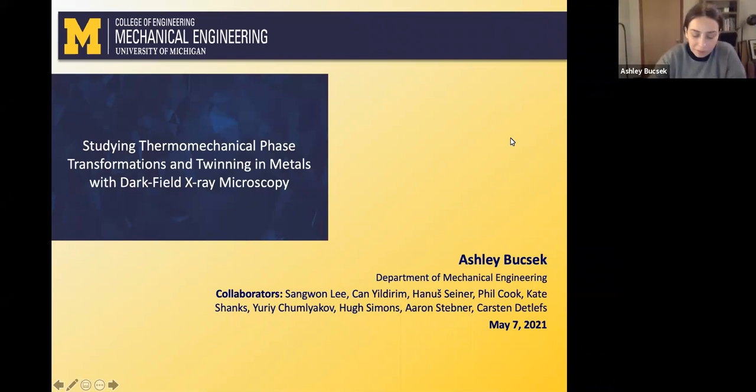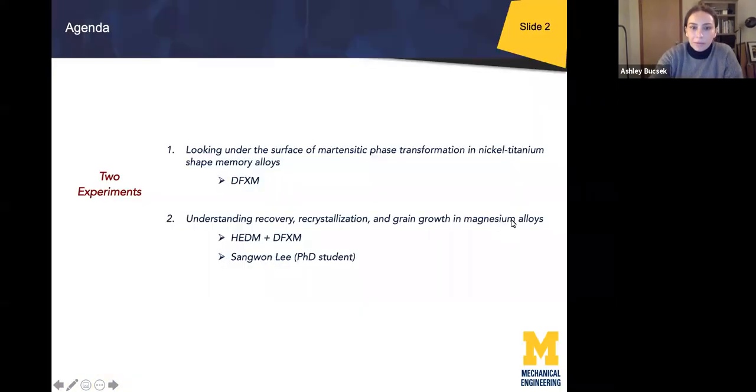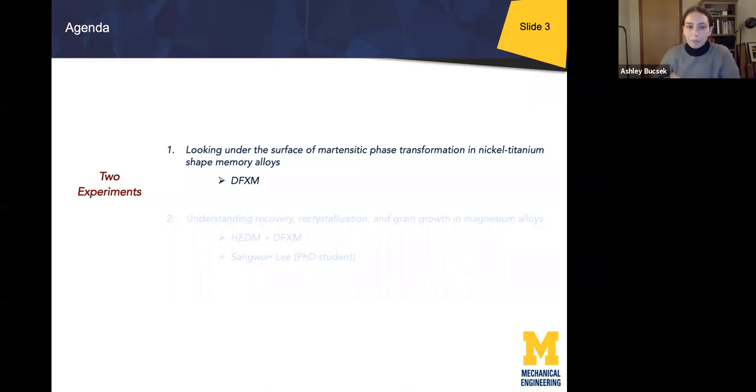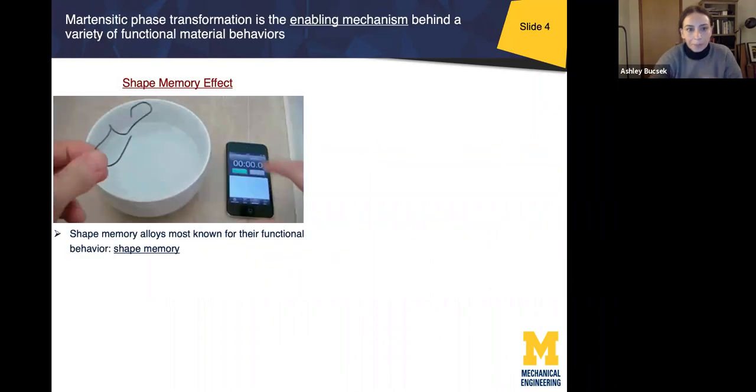Okay, so I'm actually going to split up my talk into two different topics. The first one is looking at martensitic phase transformations. The second one is a little bit different. I saw such nice talks on recovery or crystallization and grain growth these past couple days. I thought I'd show some new results. So let's start off talking about shape memory alloys and martensitic phase transformations.